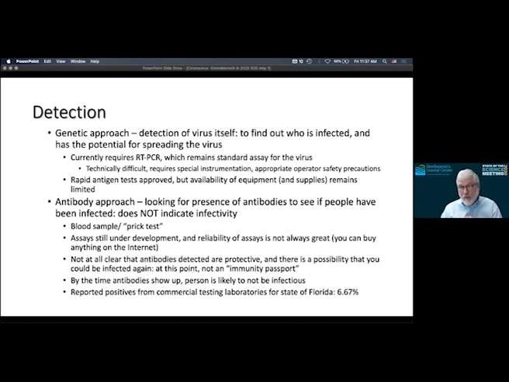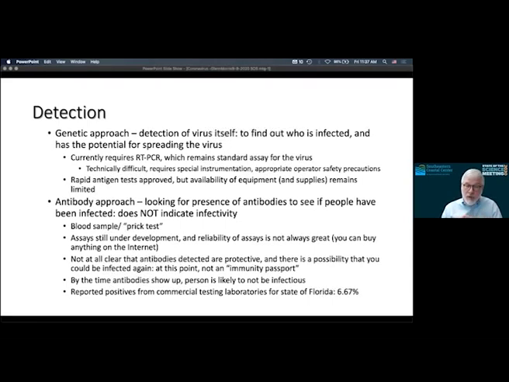It's not clear that the presence of antibodies is protective against illness. Just because you have antibodies doesn't mean that you are not susceptible to reinfection. It doesn't provide a quote unquote immunity passport. That's changing. We are starting to get some sense of what protective antibodies are, but at least for the present time, it's not that helpful. By the time antibodies show up, the person is not likely to be infectious.